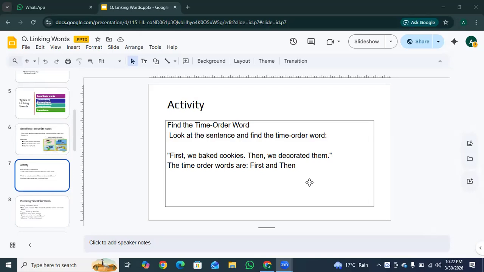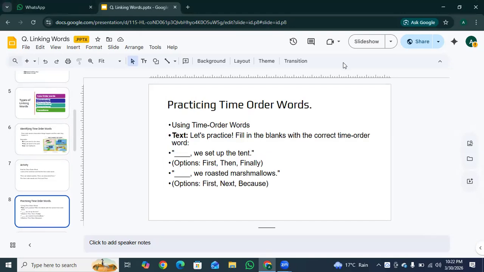Okay, here we have an activity. Find the time order word. Look at the sentence and find the time order word. The sentence is: first we baked cookies, then we decorated them. So the time order words are first and then. Okay.